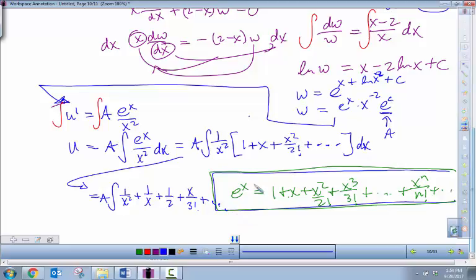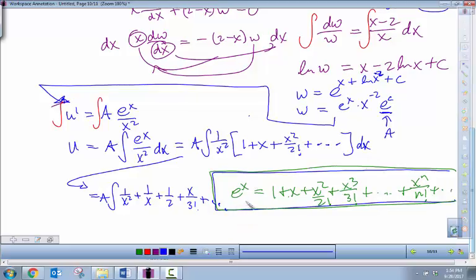So we can generalize this if we want. X to the n over something. N minus 2 over n factorial. That'll work. Or x to the n divided by n plus 2 factorial.